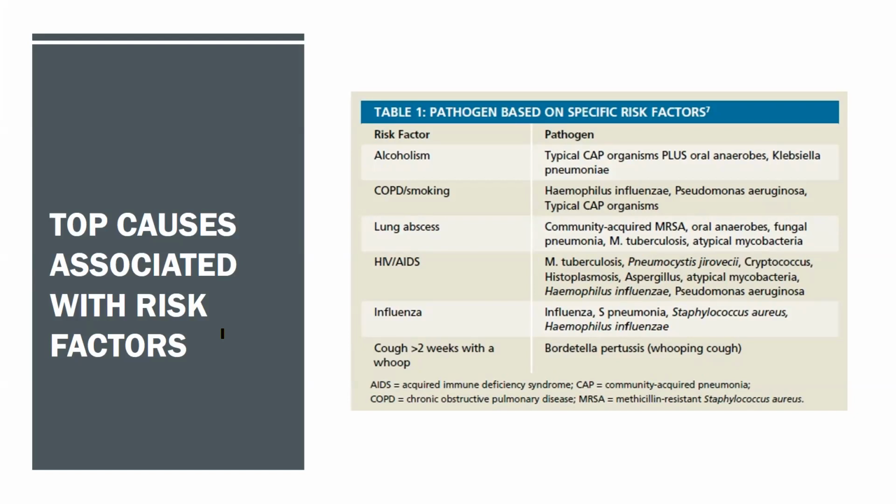Okay, so smoking, more prone to Pseudomonas. Lung abscesses, more prone to fungal infections. HIV, more prone to Pneumocystis jirovecii. Influenza can cause secondary infections of Staph aureus and Strep pneumoniae. Coughing greater than 2 weeks is consistent with pertussis. If they do that whooping cough thing, or they say I'm puking after I cough, then you really have a good idea.